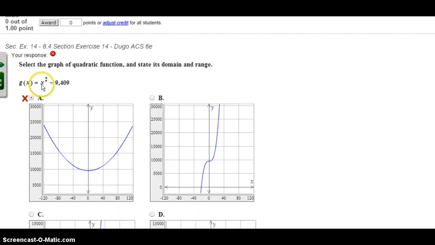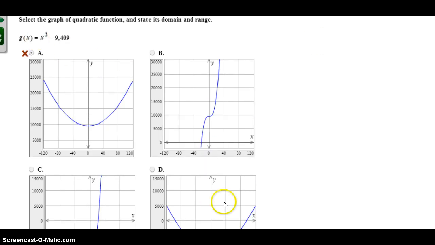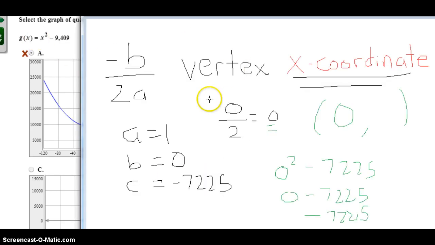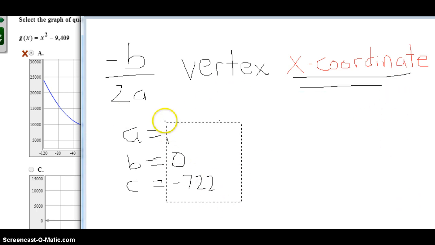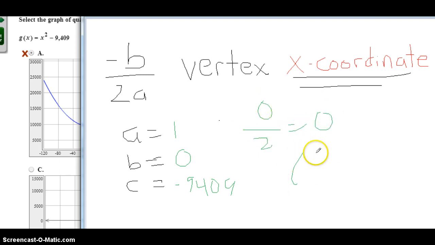Let's look at one more like this. Again, the number in front of x squared is a positive 1, so it's opening upward. So it could have been A or D. It's one of those. And then we need to find out where that vertex is. So again, we're going to use that same formula to figure out the x coordinate of the vertex. And again, for our a value, we have a 1. Our b is 0 because there's no x term. And our c is negative 9,409. So negative b over 2a, again, we're going to get 0 over 2, 0. So we're going to get 0.